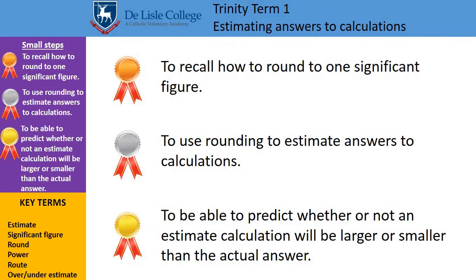Right, brilliant. So our criteria today: bronze to recall how to round to one significant figure. We've done that at the start, so well done. Silver to use rounding to estimate answers to calculations, and then gold is to be able to predict whether or not an estimate calculation will give you a larger or smaller answer than the actual answer.